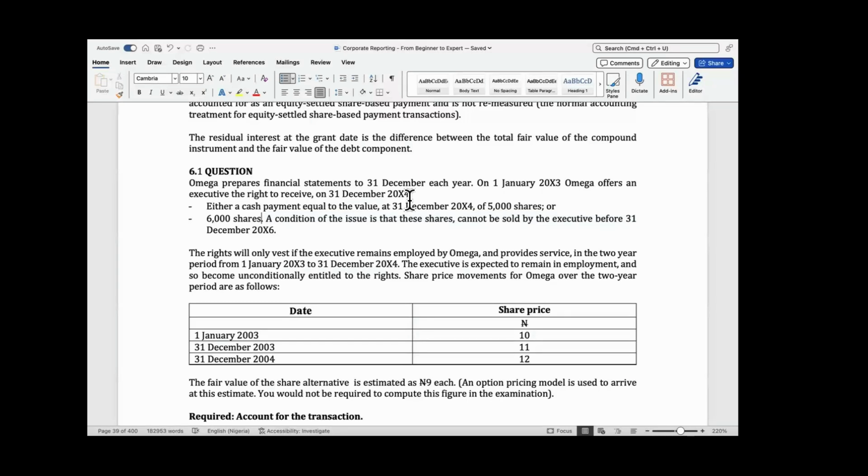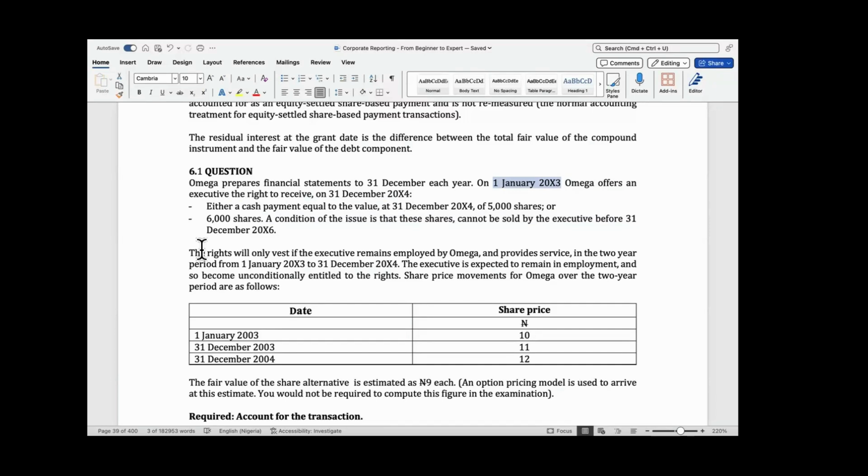So he has given them an option. But you see, that choice will be made on 31st December 2004. That's when that choice will be made. But we are counting from 2003. So we don't know what choice they will make. For that reason, we need to bifurcate or separate that, which I will show you very soon.